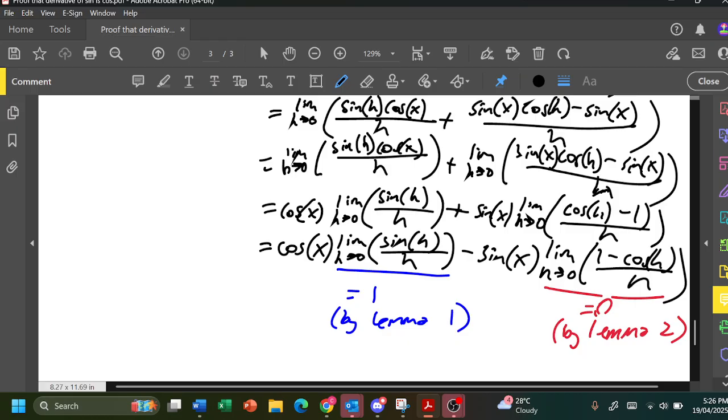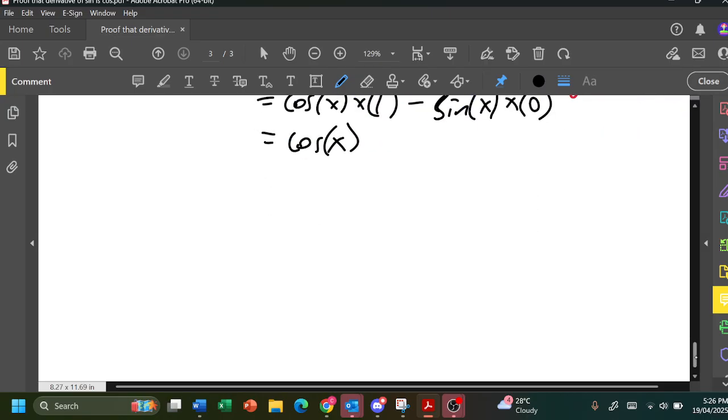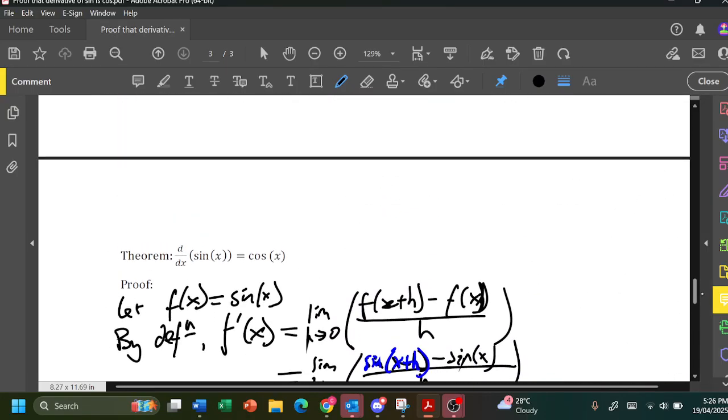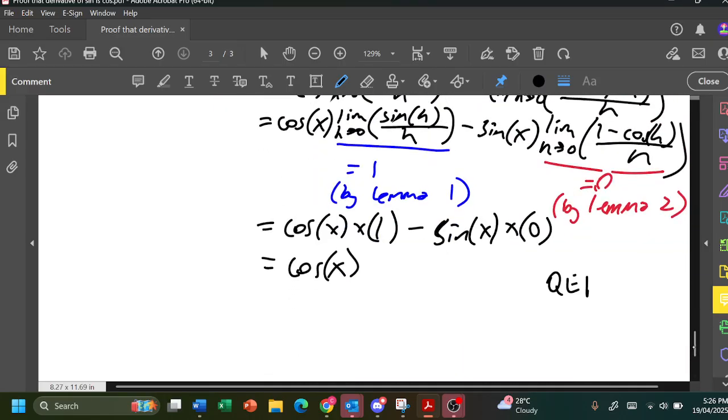So that tells us that this is equal to cosine of x times 1 minus sine of x times 0, which is just going to be equal to cosine of x, because sine of x times 0 is equal to 0. And we have finally shown what we set out to prove. So there we have the proof that the derivative of sine of x is equal to cosine of x. QED.